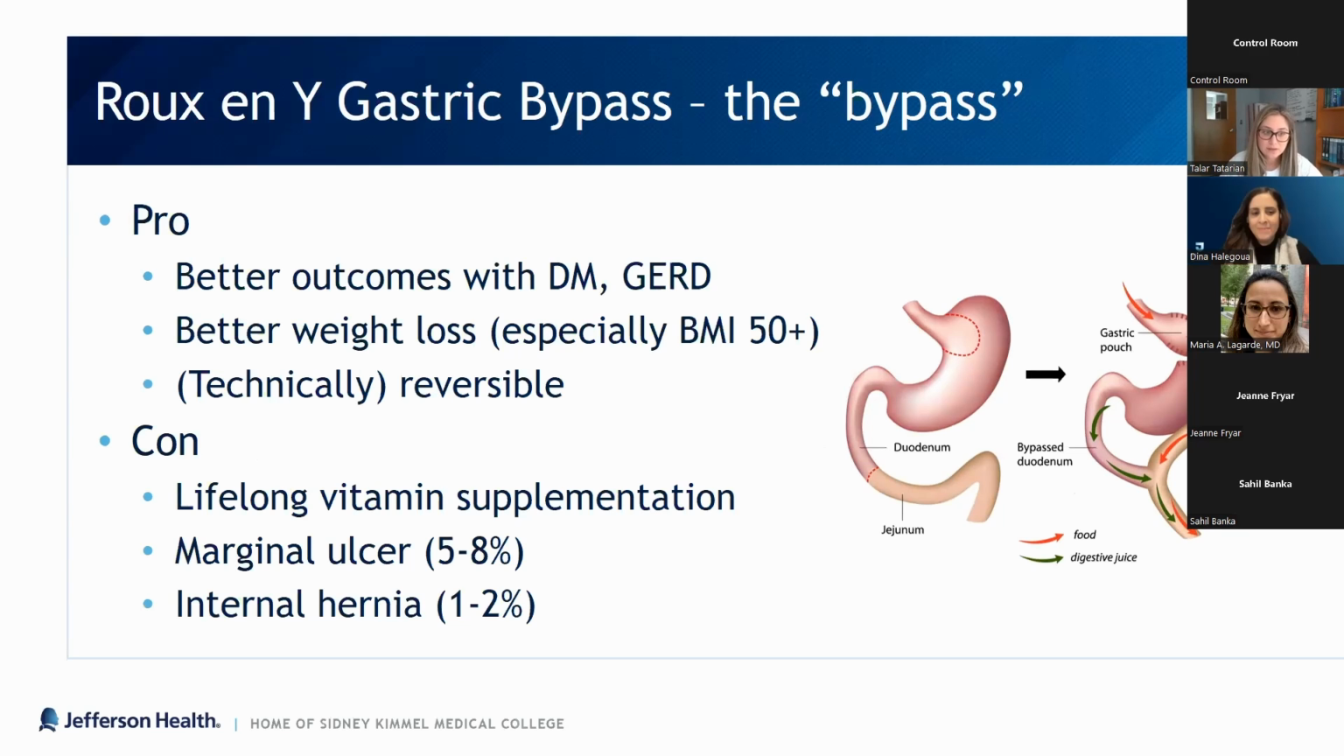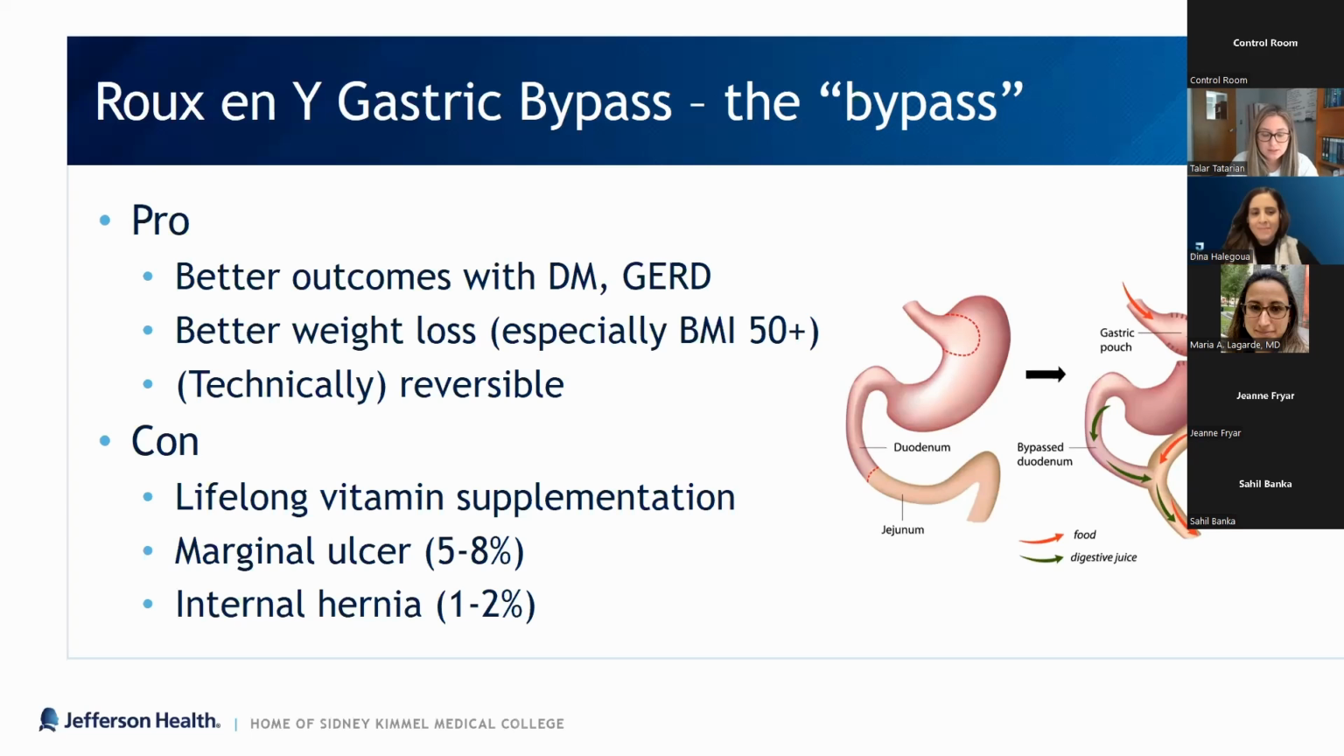With gastric bypass, though, lifelong vitamins are very, very important, especially for things like iron and vitamin B, to make sure that there are no anemias or vitamin deficiencies. There are some additional risks that are different compared to the sleeve, and the two most common that we think about are marginal ulcers and internal hernias.